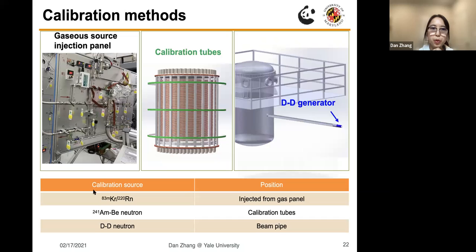Basically, we have an injection calibration panel to inject the gaseous calibration sources like krypton-83m and radon-220. And we have calibration tubes outside of the inner vessel, in the stainless steel vessel, to guide through solid sources like Am-Be. And it's the first time for PandaX to use deuteron-deuteron fusion neutrons to calibrate the nuclear recoil signals. And this is the beam line attached to the outer vessel, guiding the neutrons through the water into the detector.